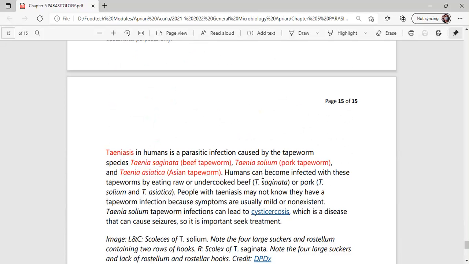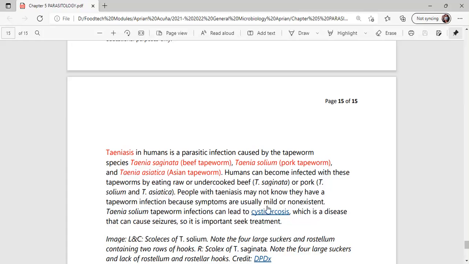Then you have your taeniasis. Okay, taeniasis is a human parasite infection caused by tapeworm species, which are Taenia saginata, from beef, meaning cows. Then you have Taenia solium, the pork tapeworm. Then, not to be racist, your Taenia asiatica, the Asian tapeworm. Humans can become infected with these tapeworms by eating raw or undercooked beef, which is Taenia saginata, and pork, which is Taenia solium or Taenia asiatica. In pork, it's either solium or asiatica. Asiatica is the Asian tapeworm.